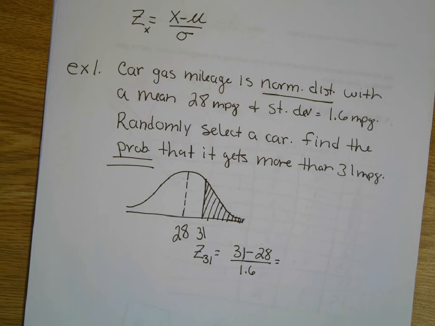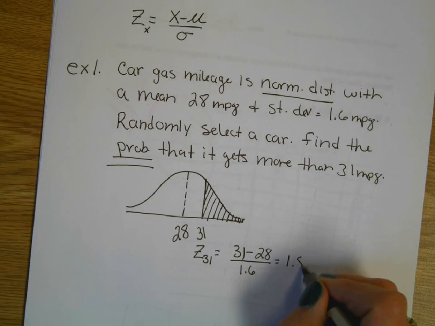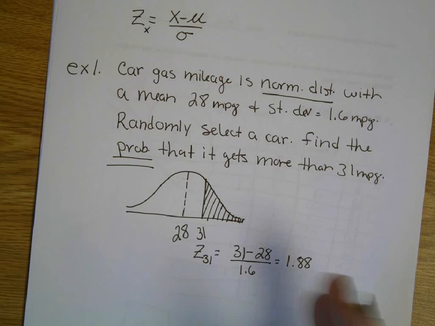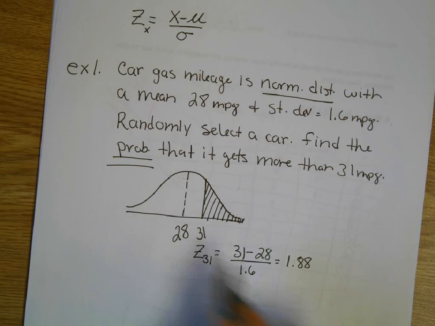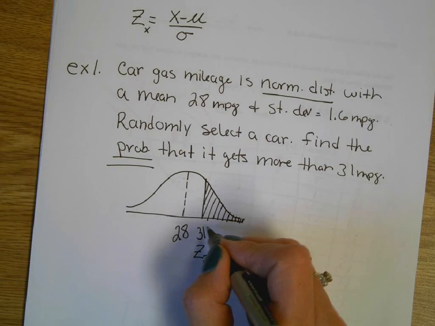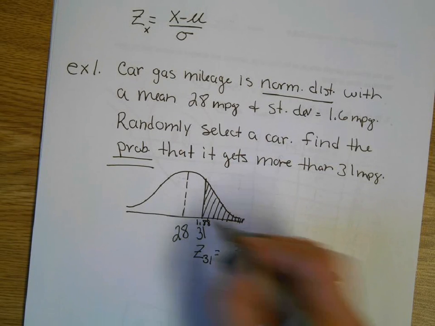1.88 sounds better. 1.88. Yep. Remember, z-scores only go up to like 3. So this z-score is 1.88.